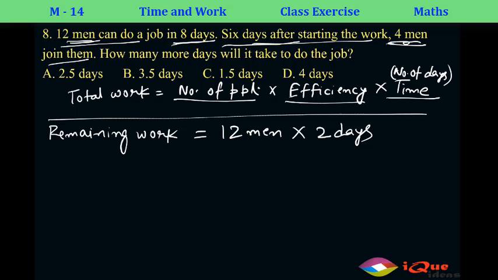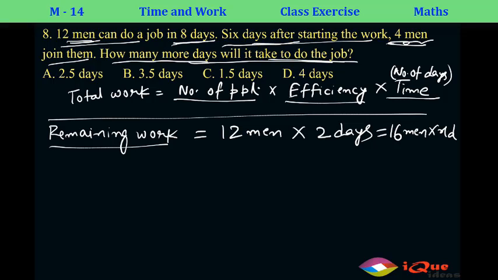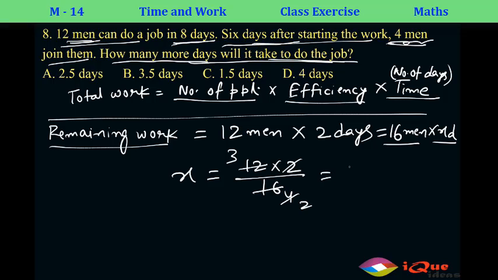Now, we are saying 4 men join them. Now, if 4 men join them, find how many more days it will take to complete this remaining work. Alright. Now, if 4 men join, then the number of people will become 16 men. And suppose they take x days to complete the work. So 16 men into x days should also be equal to the same remaining work. So from here we straight away get x equal to 12 into 2 divided by 16. Now 4 cancels 12 3 times and 16 4 times. 2 cancels 4 2 times. So it is 3 by 2, which is 1.5 days.